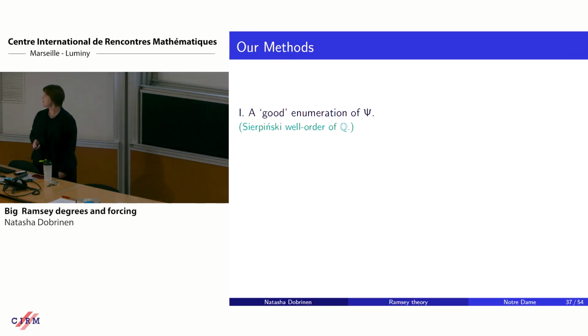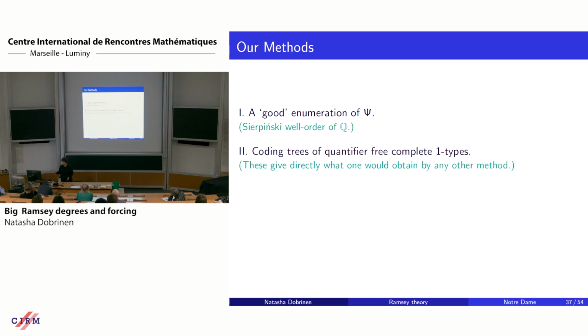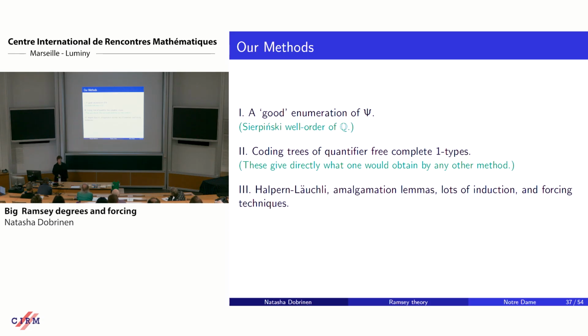Okay, so the method here is going to be to set up a good enumeration of our pseudo-tree. So this is Sierpinski's idea of well-ordering your infinite structure. And then you're going to carefully set up your coding tree of quantifier-free complete one-types. And then we're going to prove Halpern-Läuchli theorems using forcing. But there's a little twist on this one because you can't do it directly. You kind of have to come at it sideways to get things to work out. And then we use topological Ramsey space techniques.